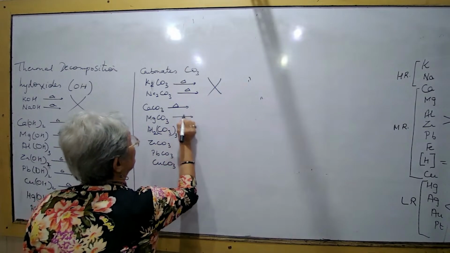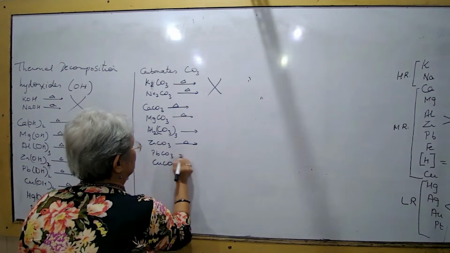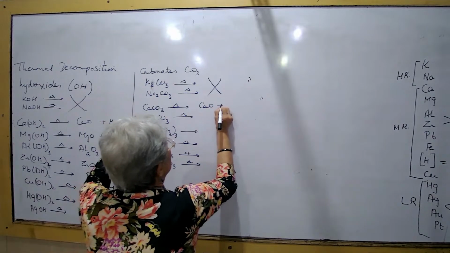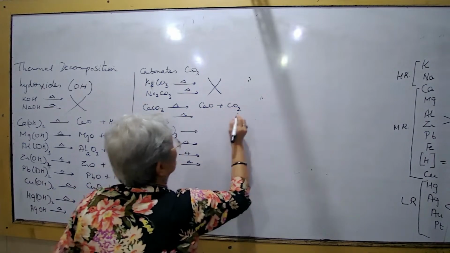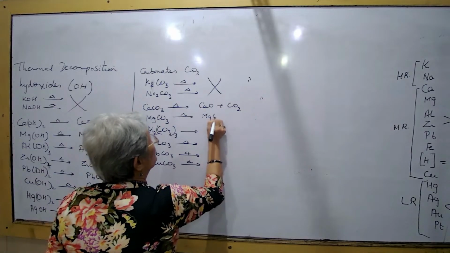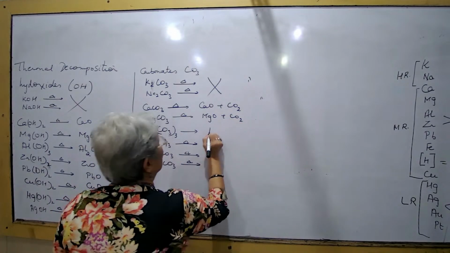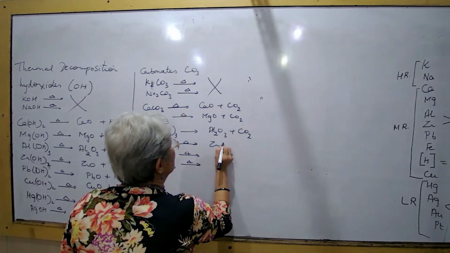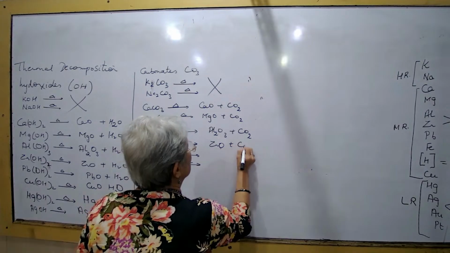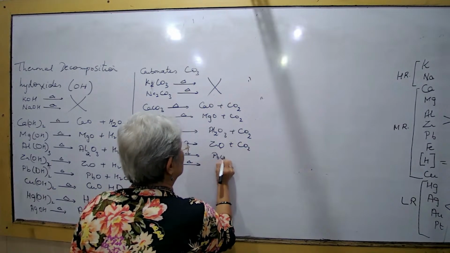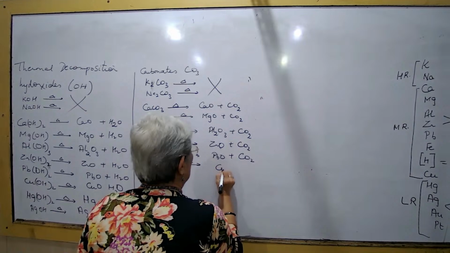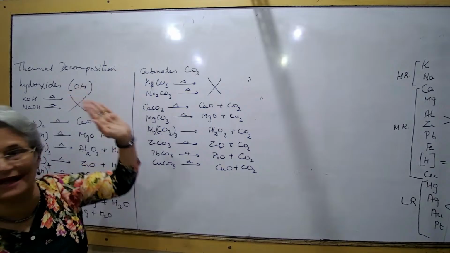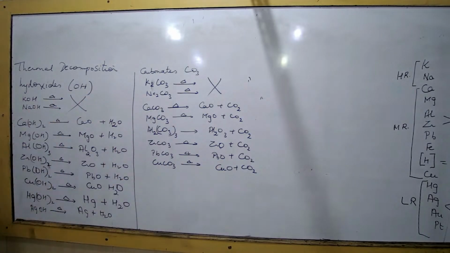Now, all these carbonates on heating give you calcium oxide plus carbon dioxide. Here, magnesium oxide plus carbon dioxide. Aluminium oxide plus carbon dioxide. Zinc oxide plus carbon dioxide. Lead oxide plus carbon dioxide. Copper oxide plus carbon dioxide. If it is carbonate, you will get carbon dioxide. If it is hydroxide, you will get water.